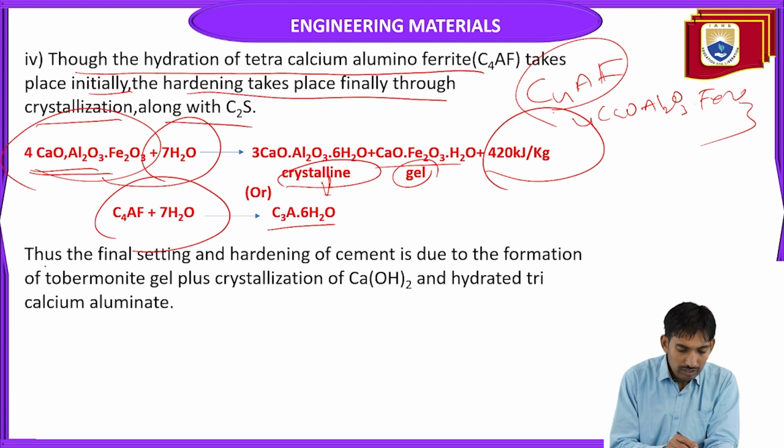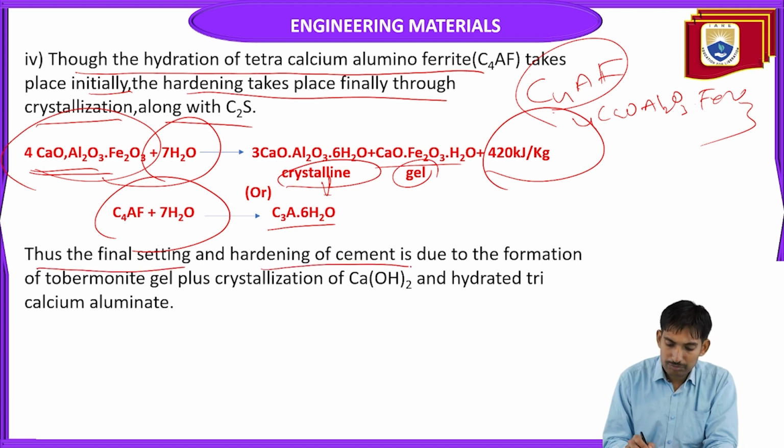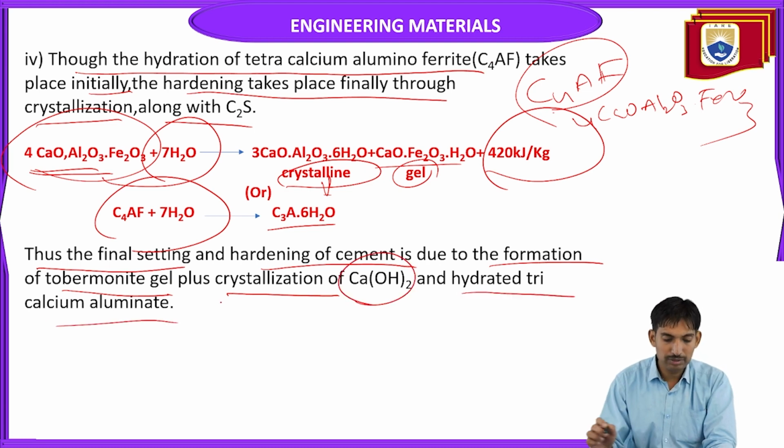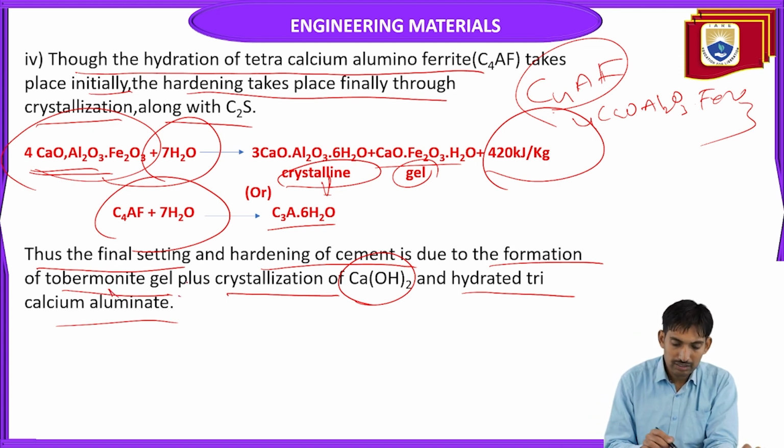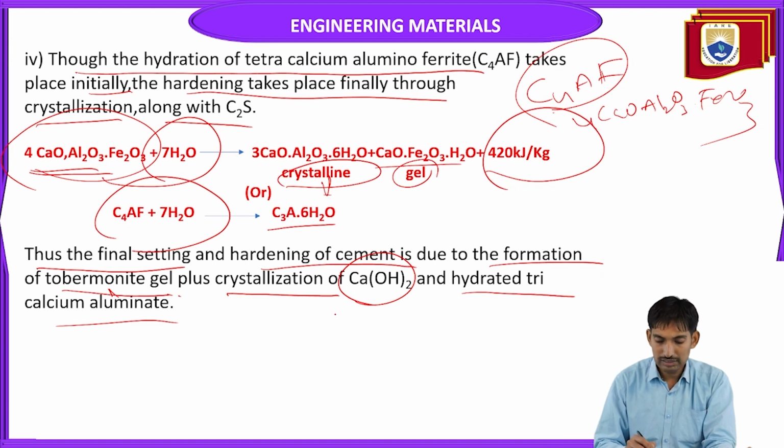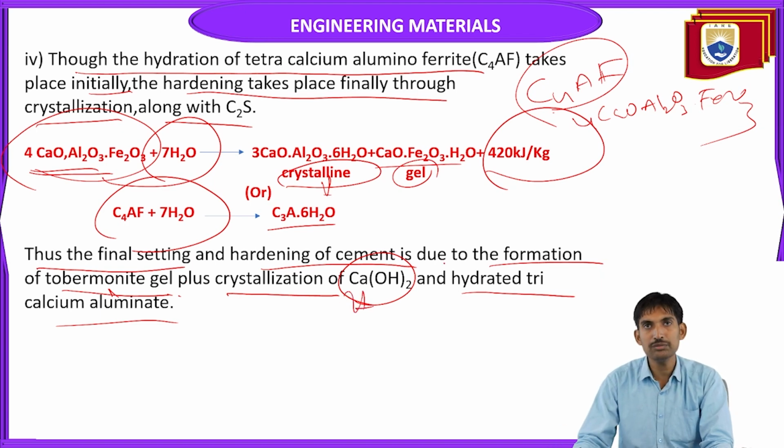Thus, the final setting and hardening of the cement is due to the formation of tobermorite gel plus crystallization of calcium hydroxide and hydrated tricalcium aluminate.